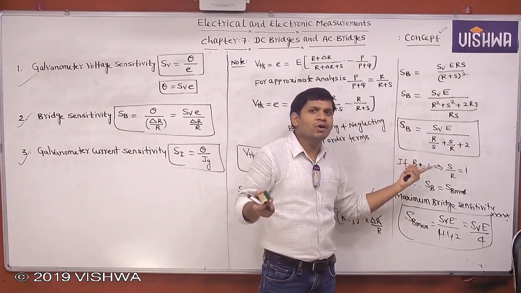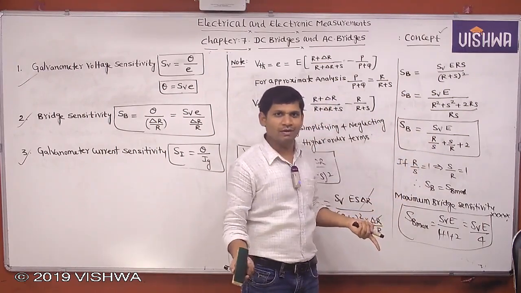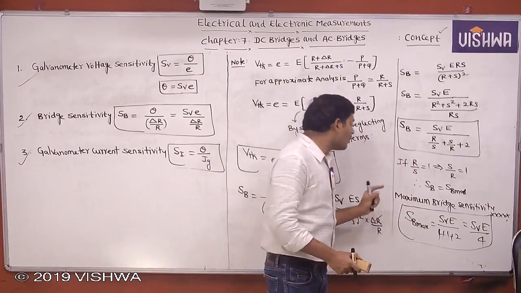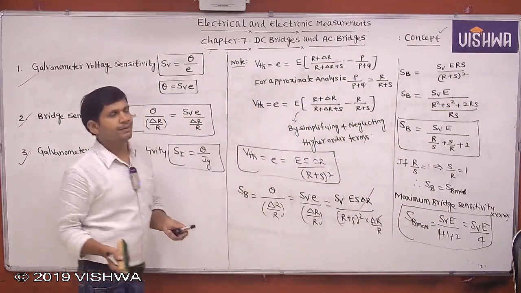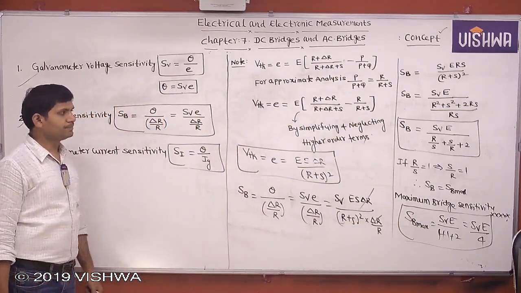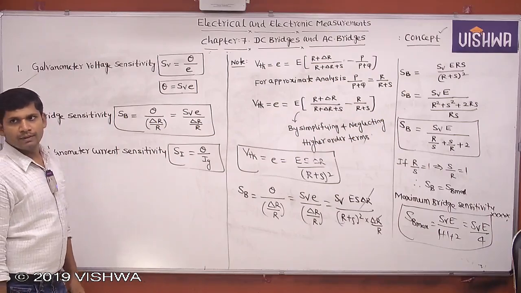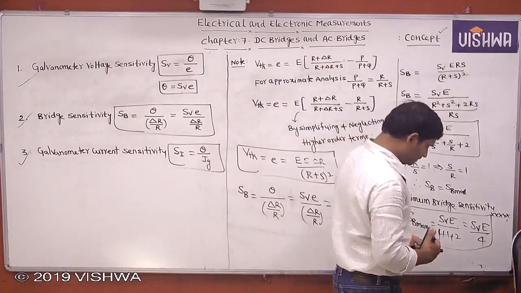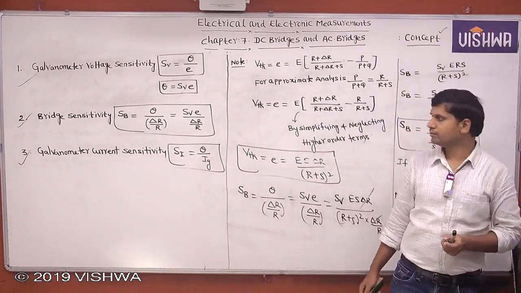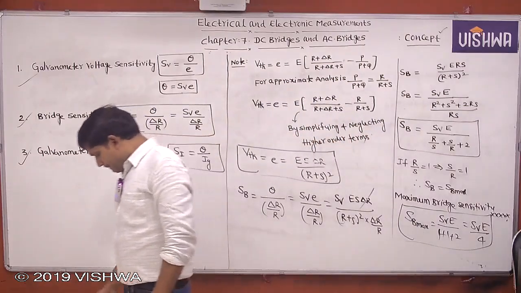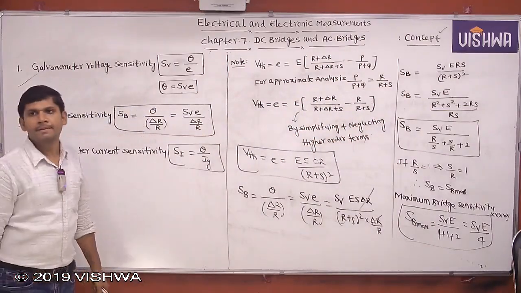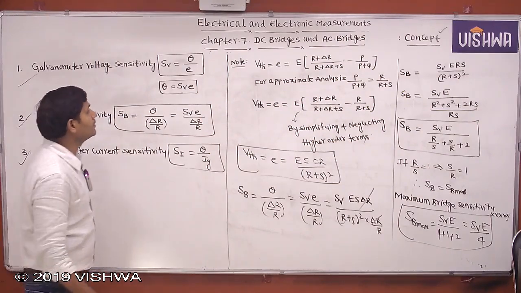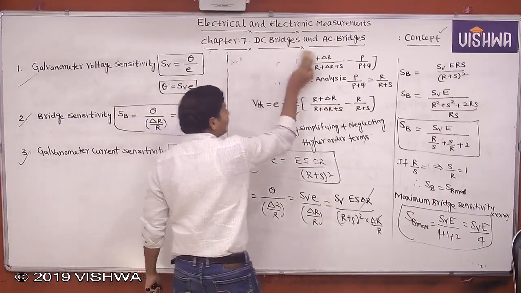If R by S equals 1, indirectly S by R is also 1. That's why the maximum bridge sensitivity equals SV into E by 4. This formula also you remember. Yes, quickly note it down. Over? Yes. One more relation I want to give here.